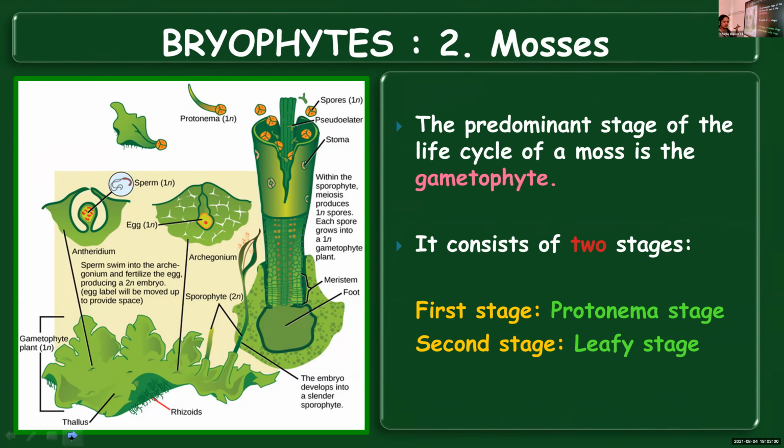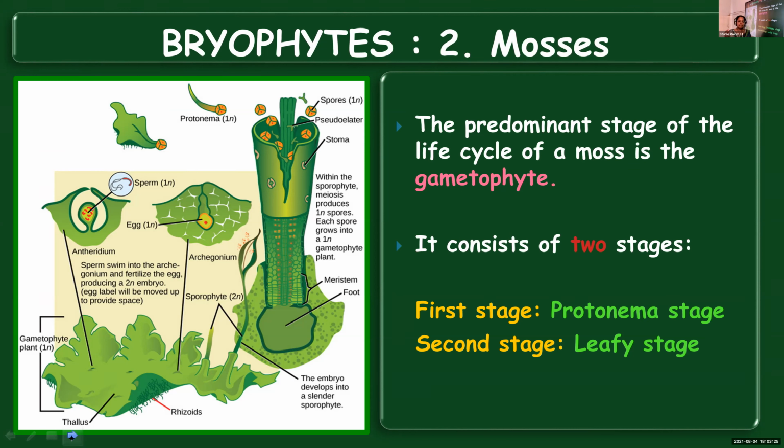Protonema is the preliminary stage, the first stage, and it is formed from spores, by the germination of spores. You know already that the spores will germinate and lead to the formation of gametophyte. So the first stage which is formed once the spores germinate, you call it protonema stage. The second stage is leafy stage.